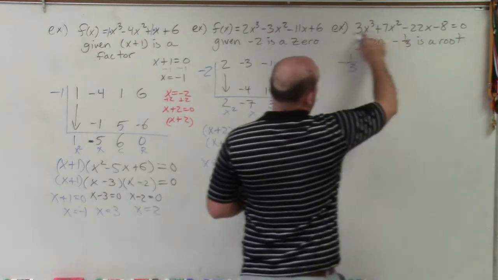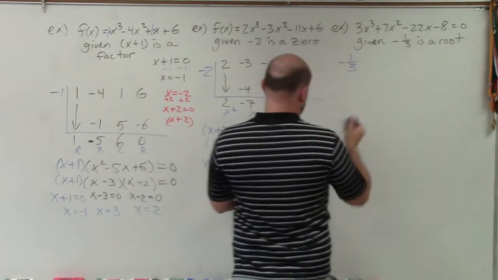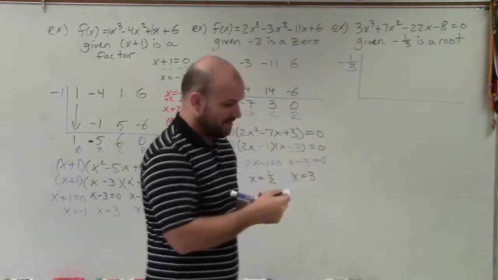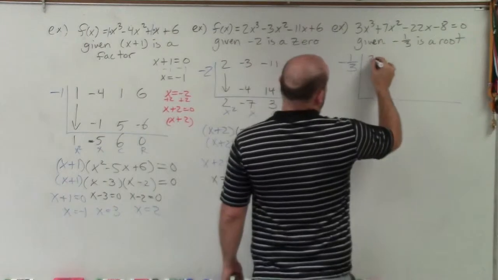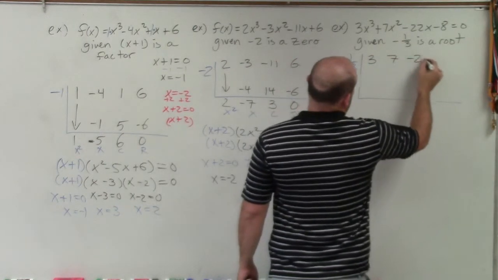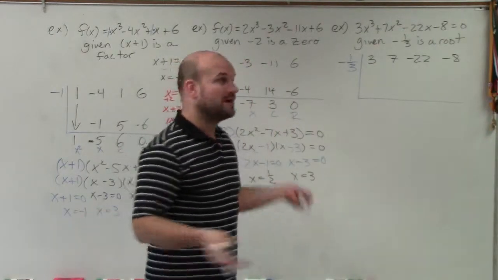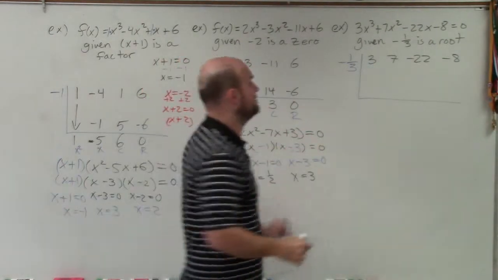And we have a polynomial that we'll set up. Again, it's in descending order. I'm not missing any terms. So I write down the coefficients: 3, 7, -22, -8. All right, now let's follow the process. I know it's a fraction, but that's OK.